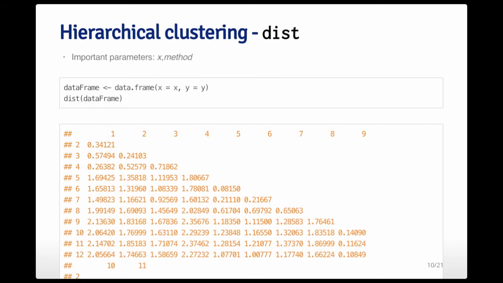But you can see that some points are farther apart than others. For example, the distance between point 3 and point 1 is 0.574. And the distance between point 3 and point 2 is 0.24. So point 3 is closer to point 2 than it is to point 1. And so you can go down the line like this and see how far apart each of the various points are from each other.